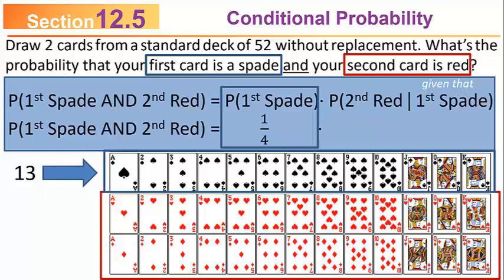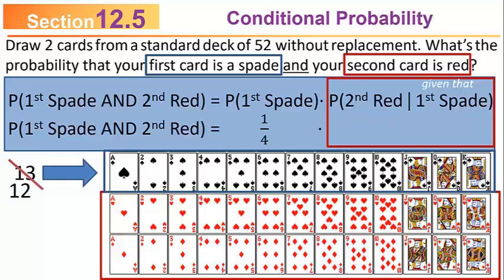What about the probability of the second one being red given that the first one's a spade? This is a little tricky if you don't think, because you're drawing without replacement, which means if you draw out a spade, you're not putting it back in. So the deck now only has 12 spades and one less card, so instead of 52 cards in the deck, there would only be 51. There are still 26 red cards, but now one of the cards has been taken out and not replaced, so there are only 51 cards left in the deck. So the probability of getting a second red, given that you've taken out a spade, is not 26 out of 52, but instead is 26 out of 51.